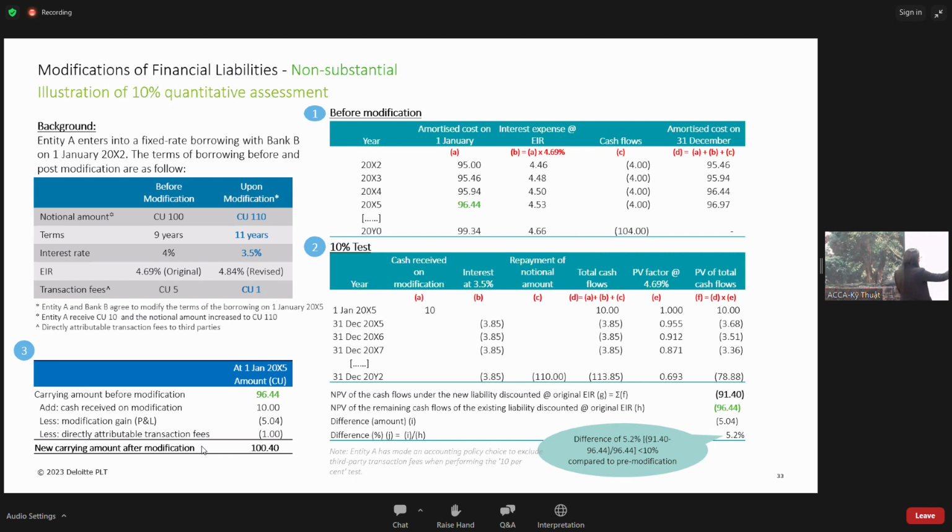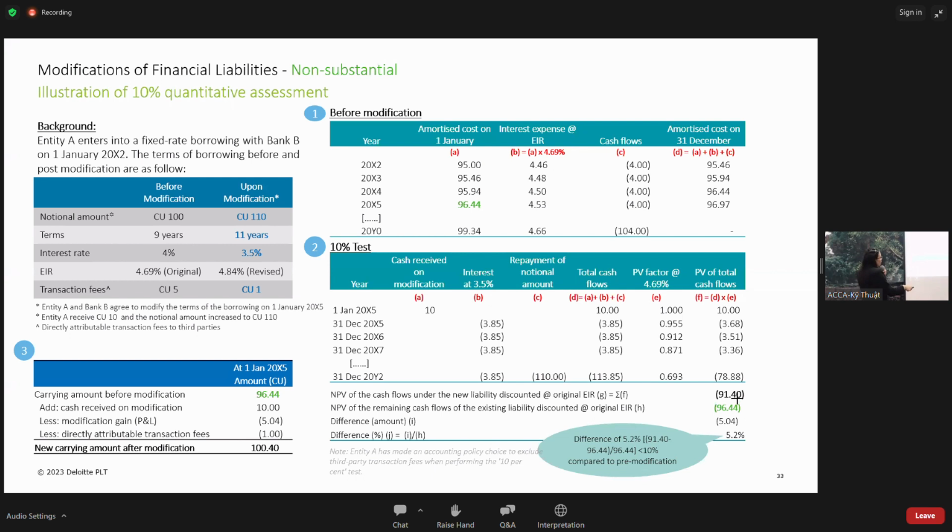And I do an EIR computation, right? So I use the original PV factor. For the 10% test, they say to test it using the original EIR. So use 4.69, okay? Not 4.84, it's the original one. Then this is my expected net present value of the new liability discounted at the original EIR, which is 91. Okay, so basically I'm trying to establish what should have been the amount now based on the original EIR.